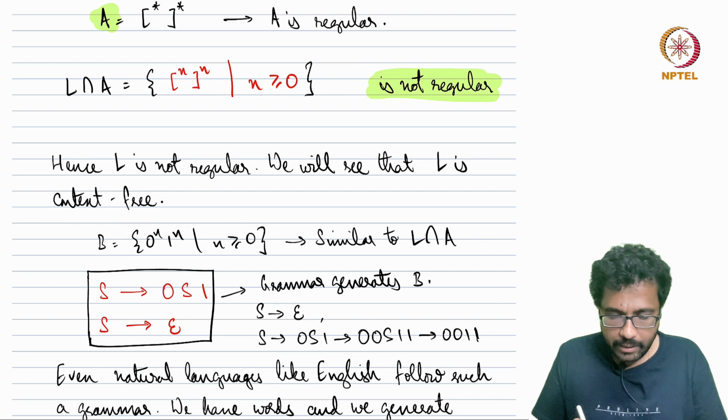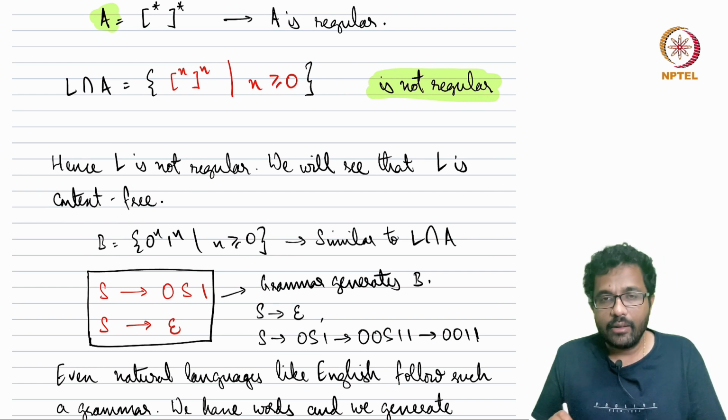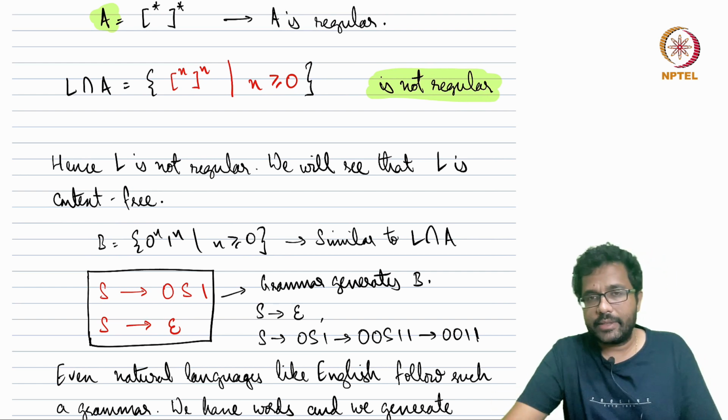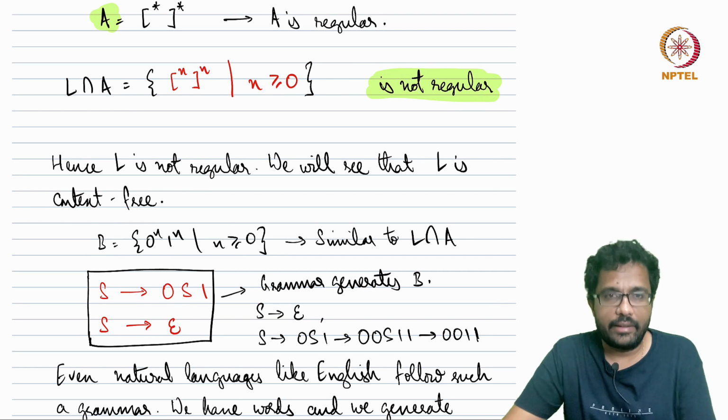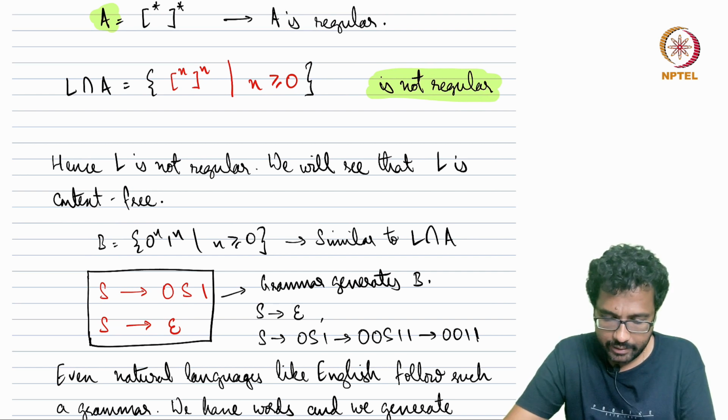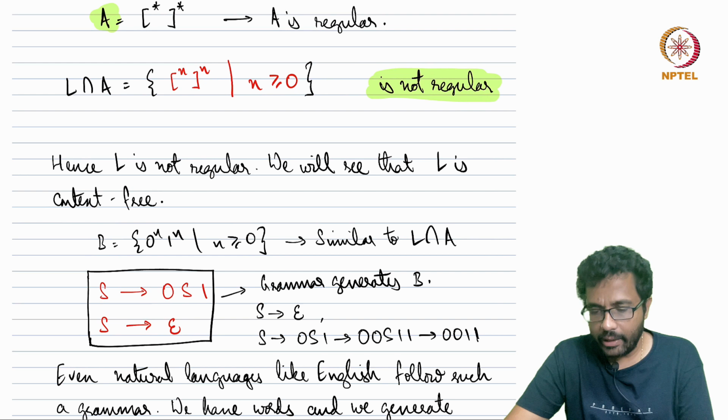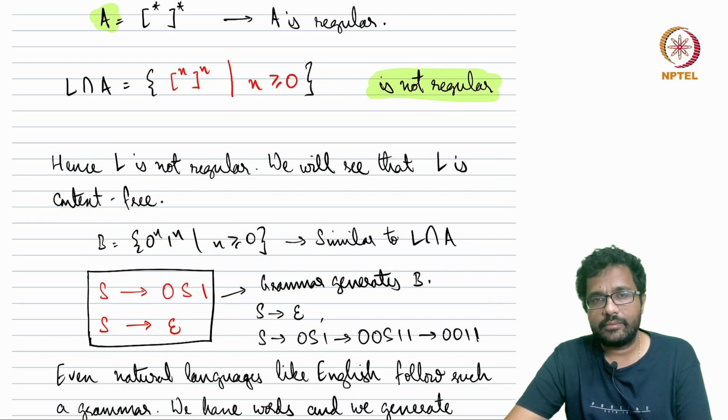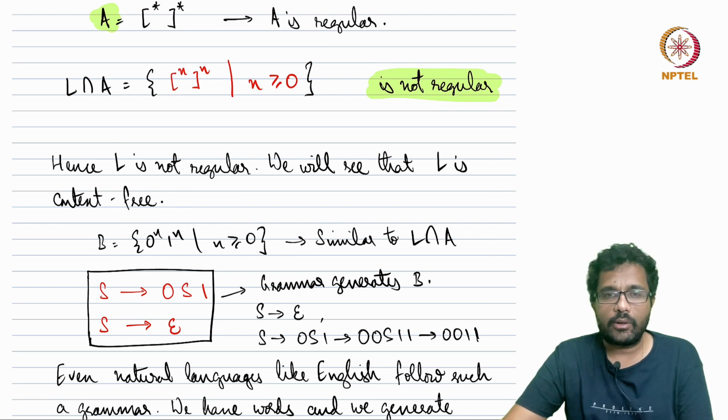So this B is context free, meaning this is a context free language, meaning there is a context free grammar that generates this language, whereas we know it is not regular, right. So already we have seen an example of a language that is not regular but is a context free language.